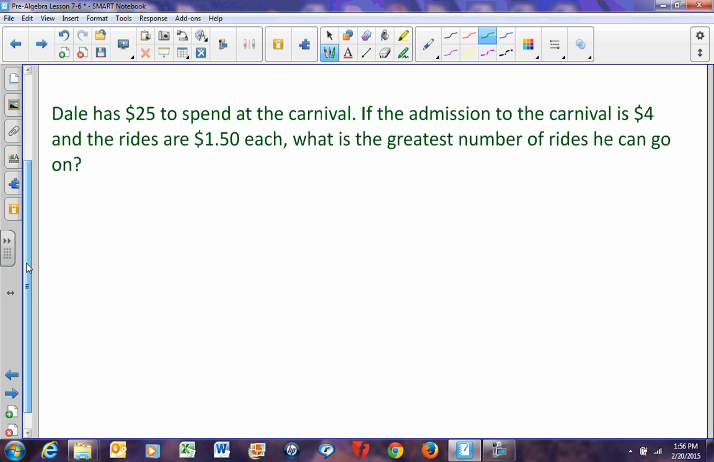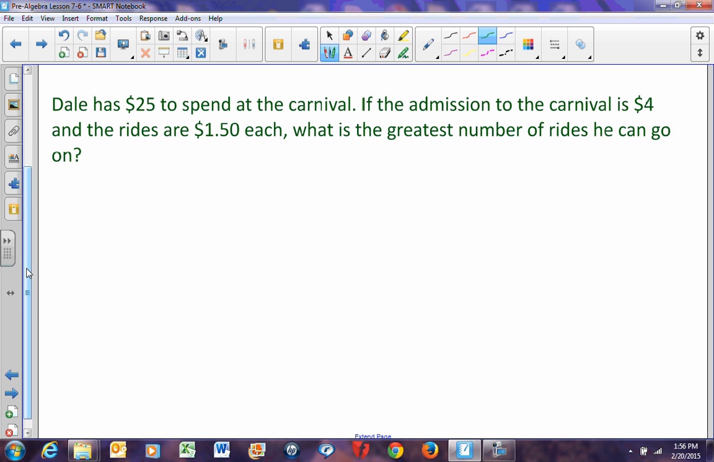Dale has $25 to spend at the carnival. If the admission to the carnival is $4 and the rides are $1.50 each, what is the greatest number of rides you can go on? Well, with any word problem, the first thing we have to do is define our variable. And normally the variable is defined by the question that's asked. We're asked to find the greatest number of rides. So I'm going to let x equal the number of rides. There's my variable. You always want to define your variable.